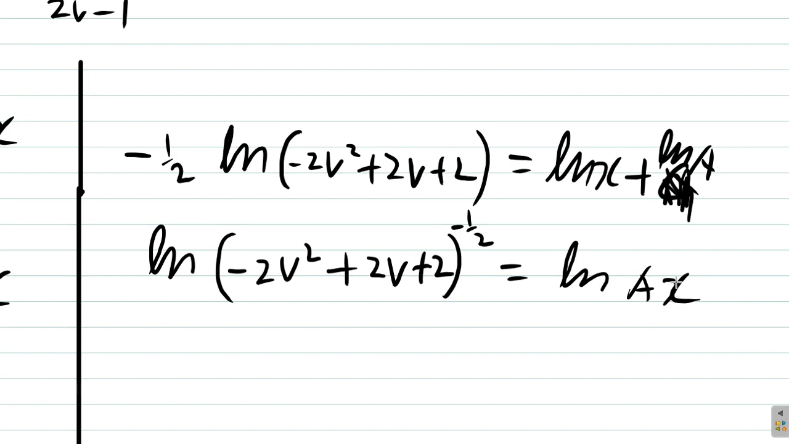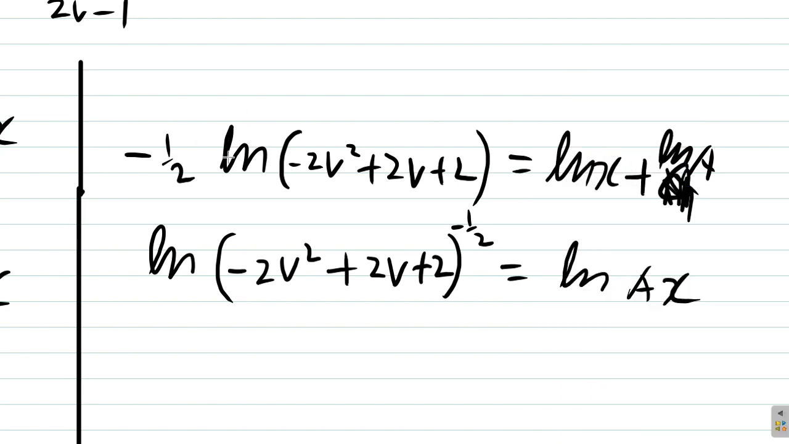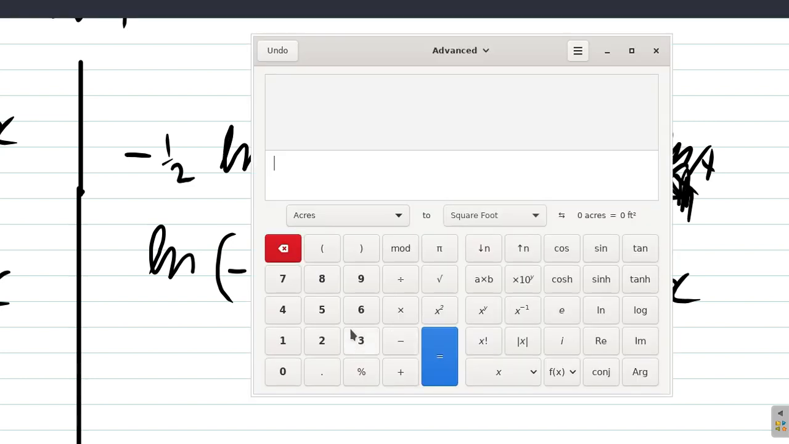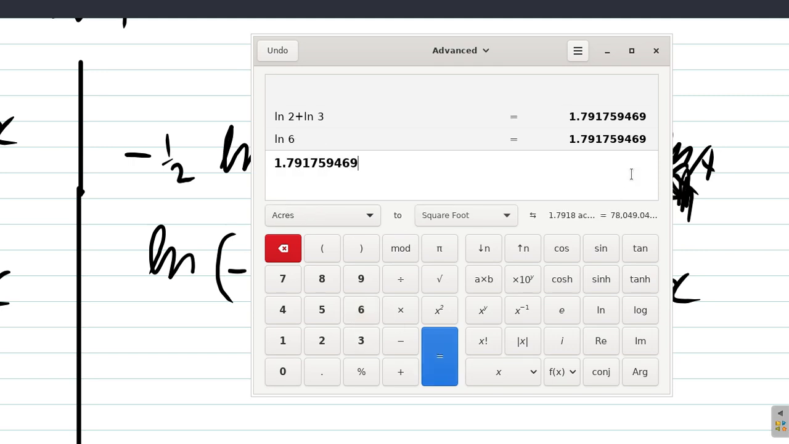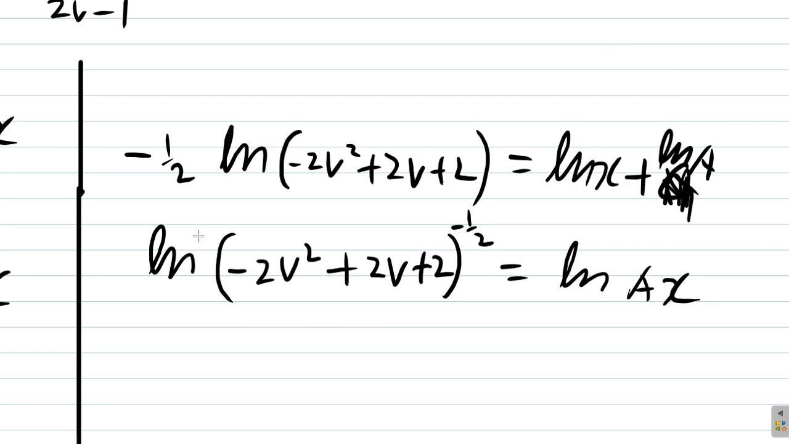Remember that? Ln x plus ln a is the same as ln ax. Just like how 2 times 3 is 6 and ln 2 plus ln 3 is the same as ln 2 times 3, which is ln 6. Same thing, right? And so on and so forth. So ln x plus ln a is the same as ln xa or ax.